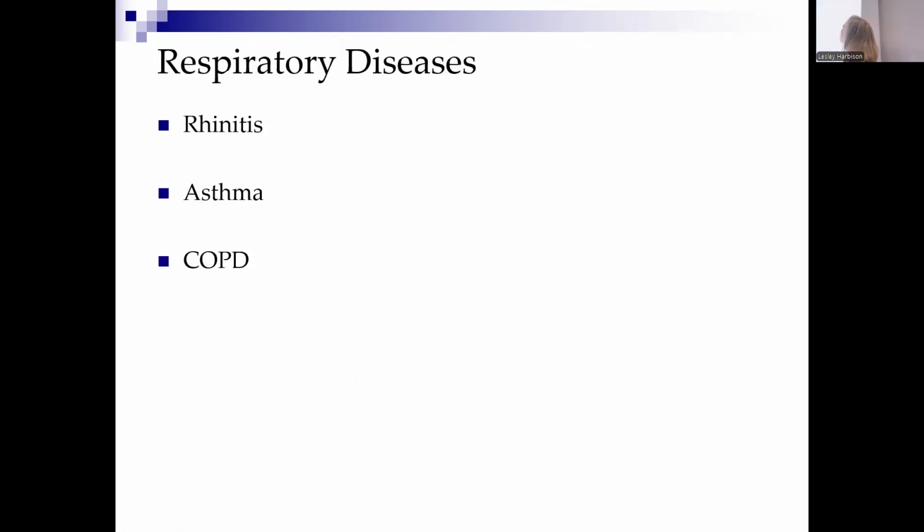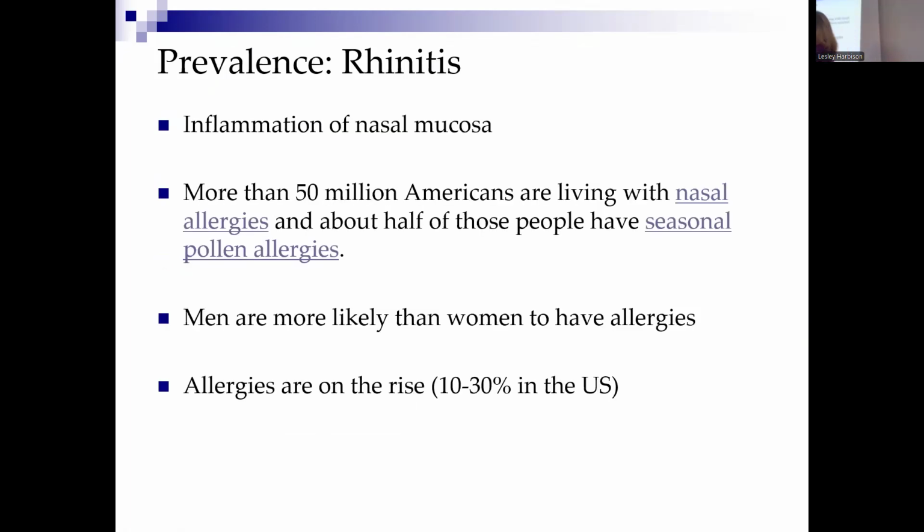Okay, so the respiratory diseases that we're going to talk about: rhinitis, asthma, COPD. So for rhinitis, basically it's just nose inflammation, right? Rhino is nose, like rhinoplasty, and then itis is inflammation. So rhinitis is just inflammation of the nose. And then more than 50 million Americans are living with nasal allergies, can be nasal, eye allergies. It's all connected. And so you feel it in different ways.